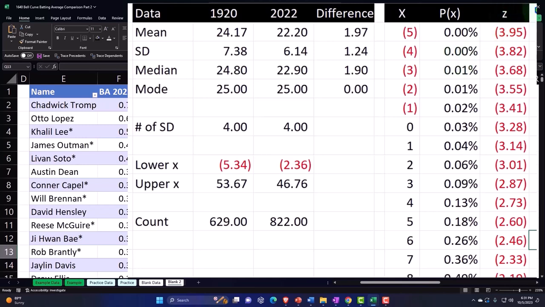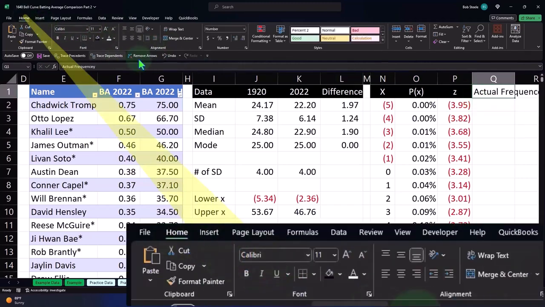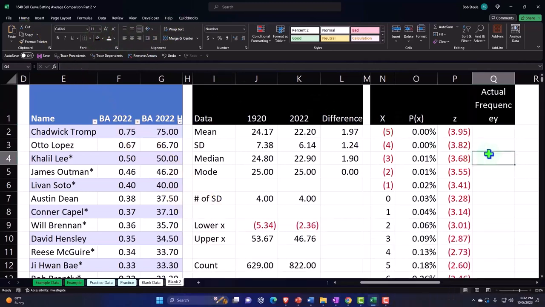So what I'm going to do is call this the frequency. And I'm going to say, let's make that home tab. Let's say actual data frequency. And let's wrap the text, home tab, alignment, wrap the text, center it, and make it black and white. And so there we go, that should work. I'll check the spelling hopefully later.